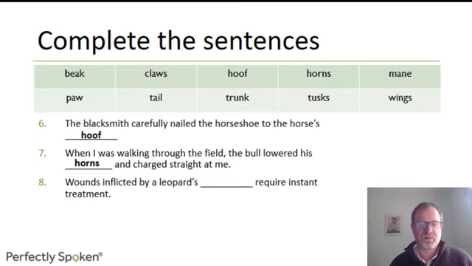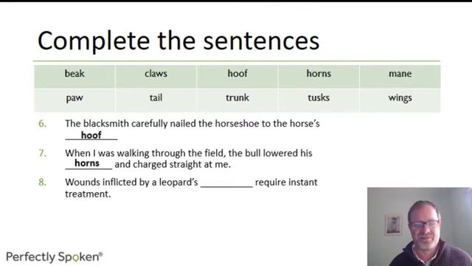So next one. Wounds, that's injuries inflicted by a leopard's something, require instant treatment. This is because they can have pieces of rotten meat from other dead animals in them and can give you a terrible infection if you don't get them treated immediately.